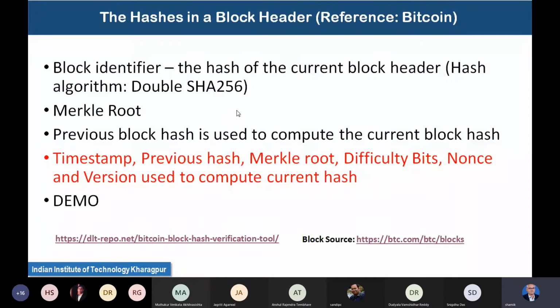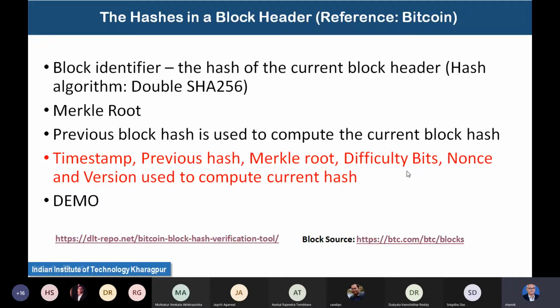Now, the 6 components that are used for computing the current hash are these ones: the timestamp when the current block is being generated, the previous block's hash, the Merkle root of the set of transactions in this block, the difficulty bits, okay, nonce, and compute the current hash.